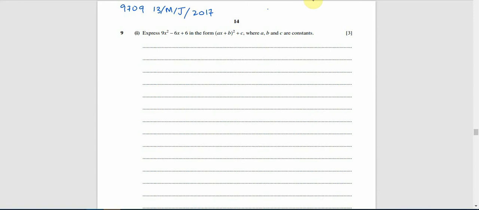So what I'm going to do is take 9 common from 9x squared minus 6x. So this will become 9 times (x squared minus 2 upon 3x) plus 6. I'll be doing the completing the square method here, right? Now you'll divide your b by 2, that is 2 upon 3, so you'll divide it by 2 and square it. First you'll add the square and then you'll subtract the square. So plus 1 upon 3 square minus 1 upon 3 square plus 6.